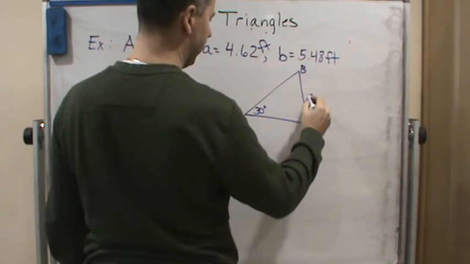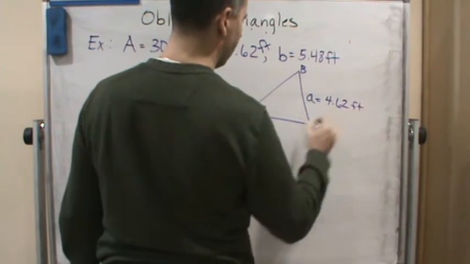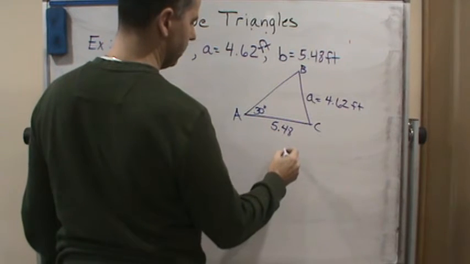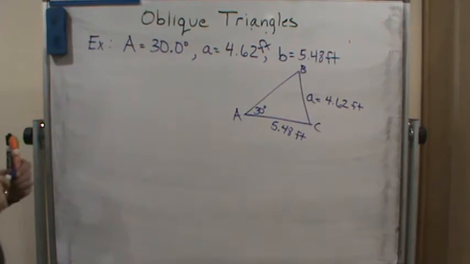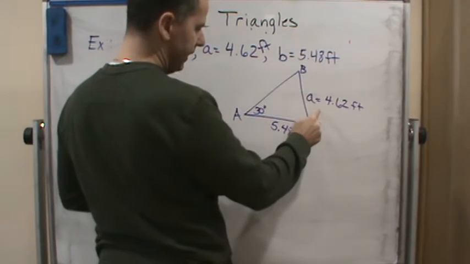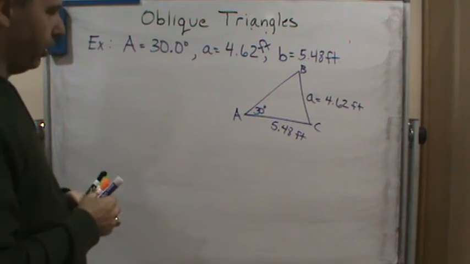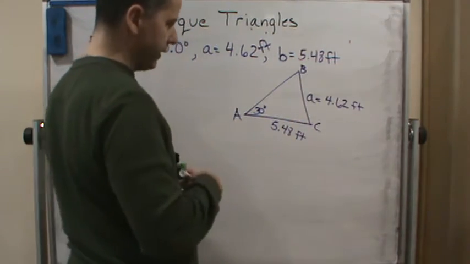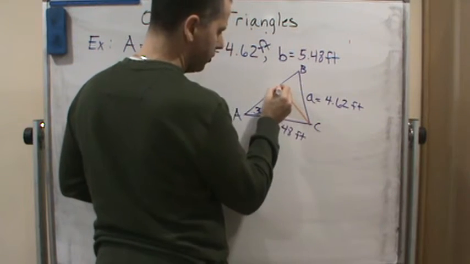Side a, which is over here, equals 4.62 feet. And b is 5.48 feet. Now, notice that we know this angle, this side, and the opposite side. So I want to know the height of this triangle from the perspective of these two sides. I want the height from angle C to here.